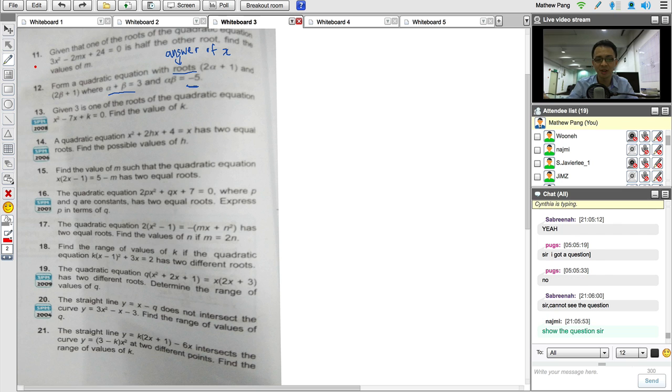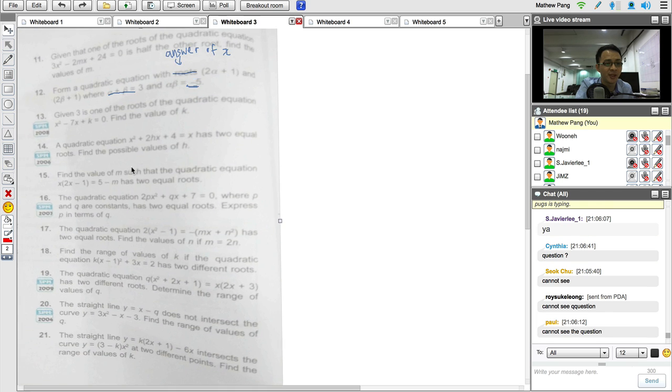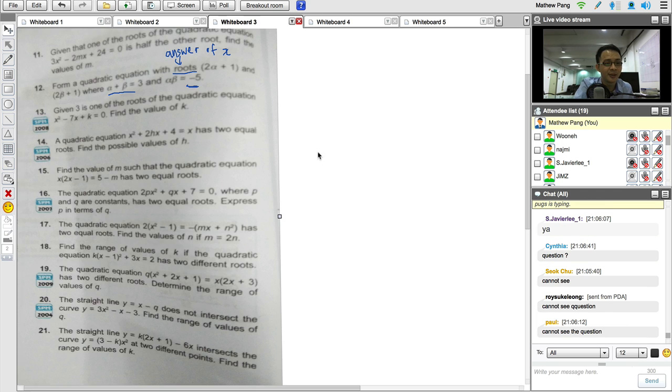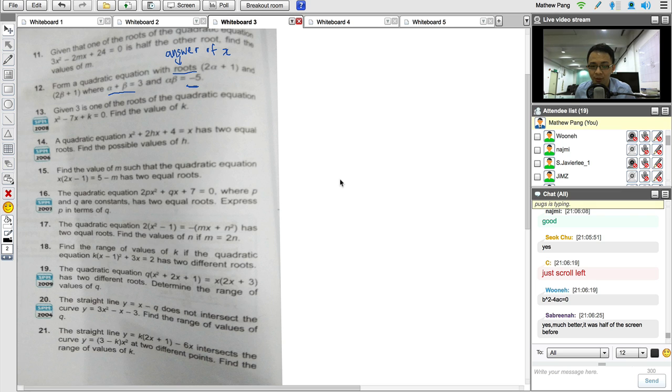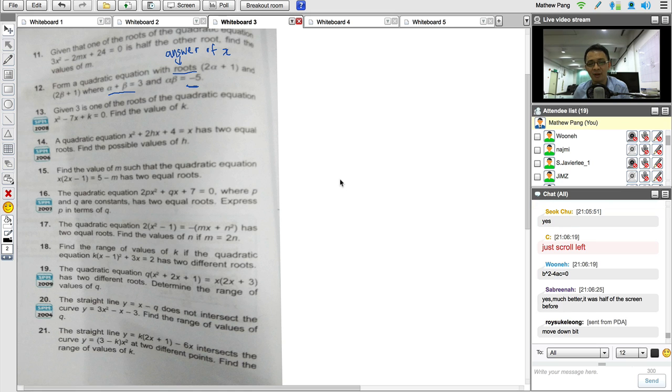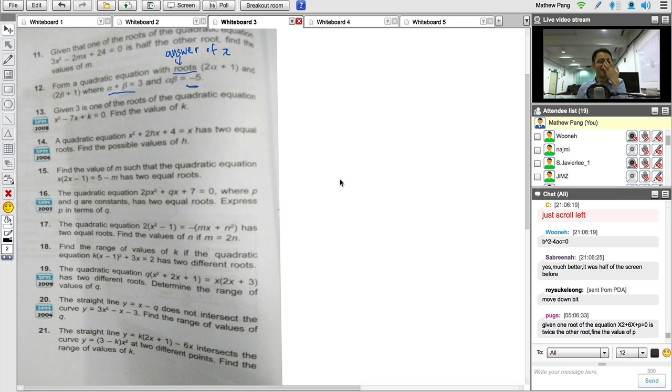So I cannot see the question. What do you mean by you cannot see the question? You can't see the question 14? Can you see it now? Okay, good. I'm not sure why, suddenly they cannot see. Yes, much better. It's for half of the screen. If some of you are using a phone to log in, you might find your phone is very small and very hard for you to see the question.